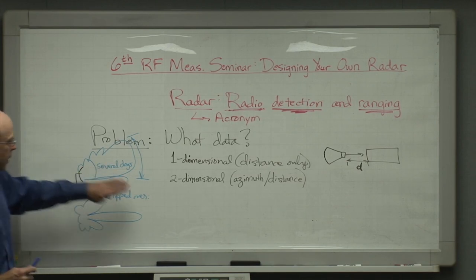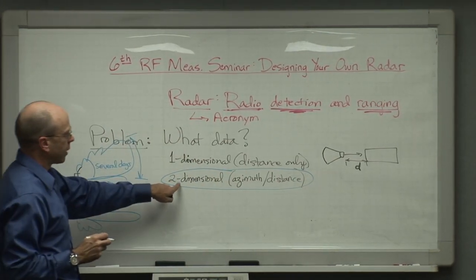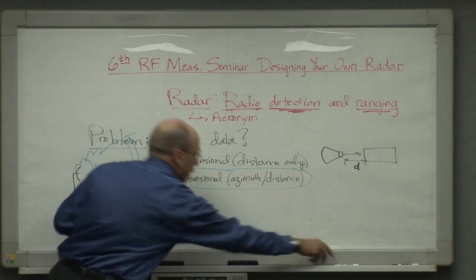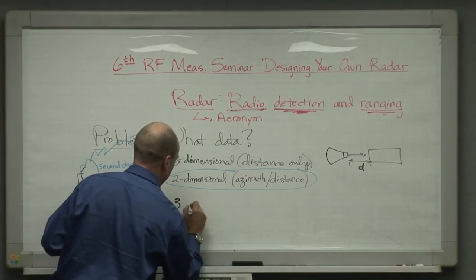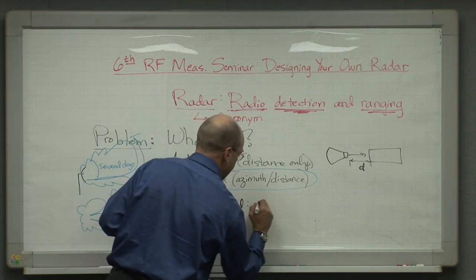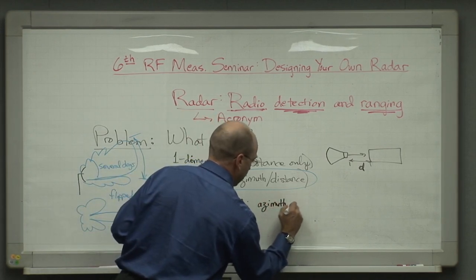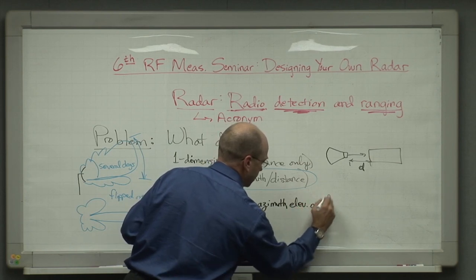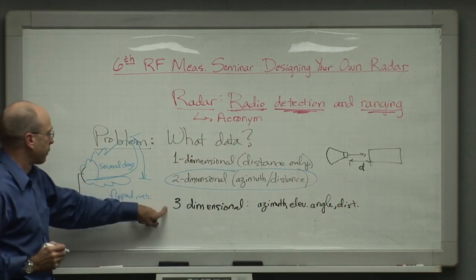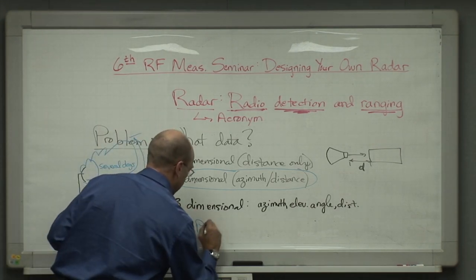So these are very common radars, but do bear in mind that typically these kinds of radars, whether they're used to find aircraft or whether they're used on a boat to look at things on the surface of the water, are only two-dimensional. Then there are three-dimensional radars, and these find azimuth, elevation angle and distance, like so. Now, in order to do that, the radar has to form a beam, which is typically referred to as a pencil beam.